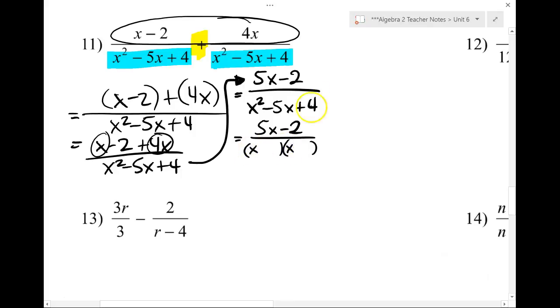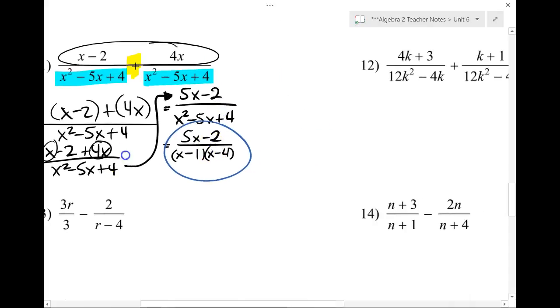I have x and x. And then I would have 4 here, 1 here. In order for them to add up to negative 5, they'll both have to be negative. And just looking at it, I can't do anything with that. There's nothing I can cancel out. So I'll just leave my answer like that. Okay? And that would be it. And remember, we always just leave the denominators factored. Okay? Don't multiply them back. So let's go to number 12.